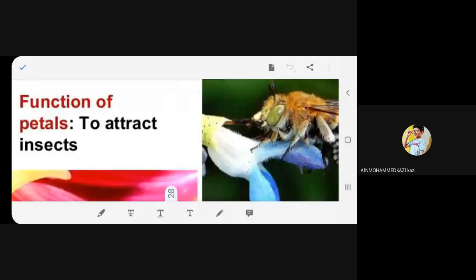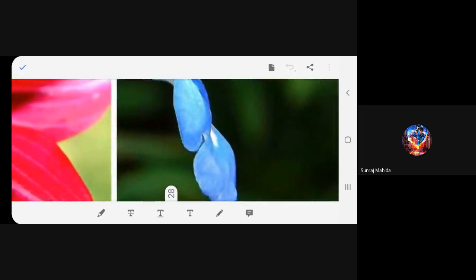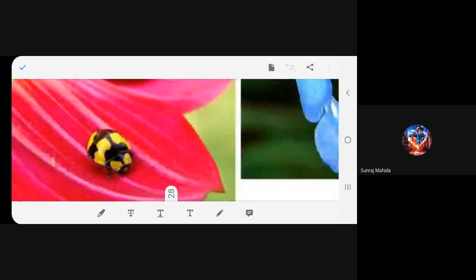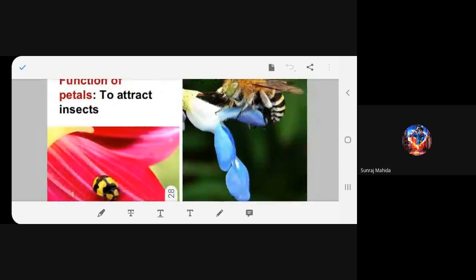Okay. Now we'll see the function of petals. Please read, beta. Function of petals: to attract insects. See here, you can see the flower, a beautiful colored flower, the blue one. See how beautiful colored it is. Now here also it's beautifully colored. See, insects are on the flowers. So these colors are attracting the insects. So the function of the petals is to attract insects.